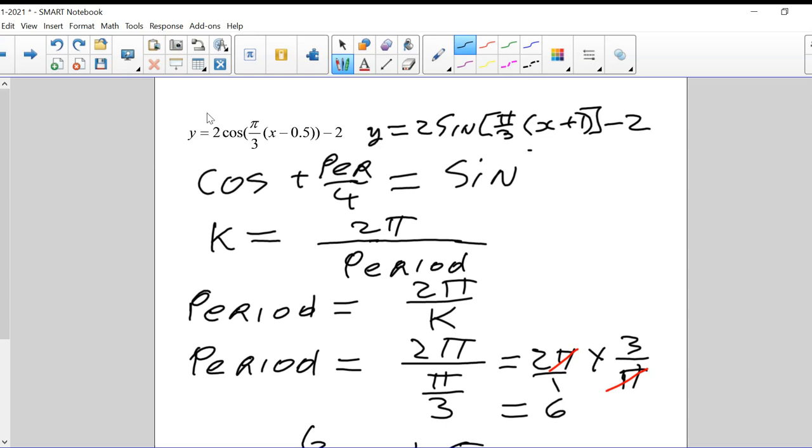So this was my starting point. It's a cosine equation. And I said to go from cosine to sine, I add. So before, when I was doing sine to cosine, I was subtracting. Now we're adding a quarter of the period. So to get the period, we started off saying that k is equal to 2 pi divided by the period. But it turns out that to get a period, we can take 2 pi divided by k. So that works as well.